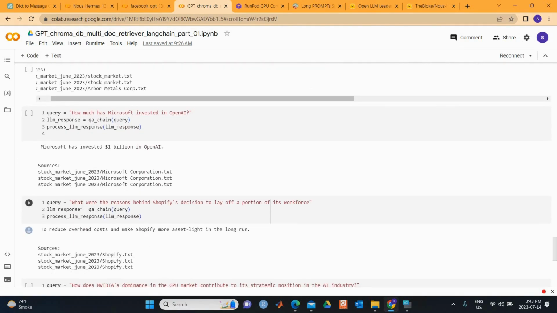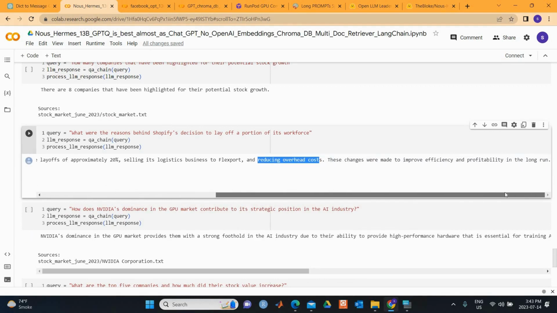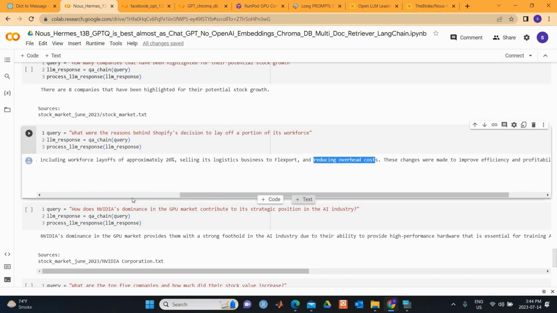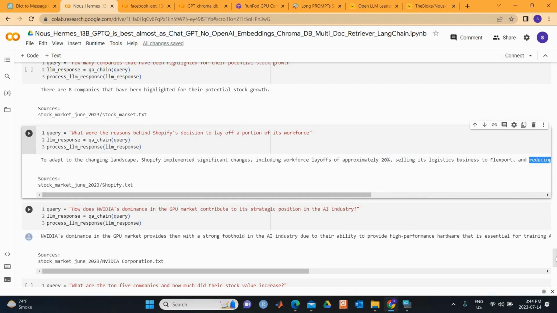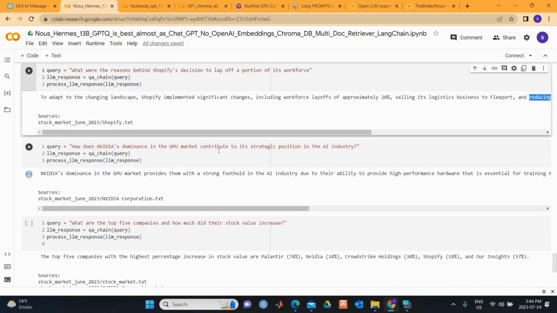Okay, so the question is: what were the reasons behind Shopify's decision to lay off a portion of its workforce? The answer is to reduce overhead cost and make Shopify more asset light in the long run. So yes, it just mentioned something to reduce cost here. Not exactly the same, but somehow its answer is fine. Yeah, it makes sense.